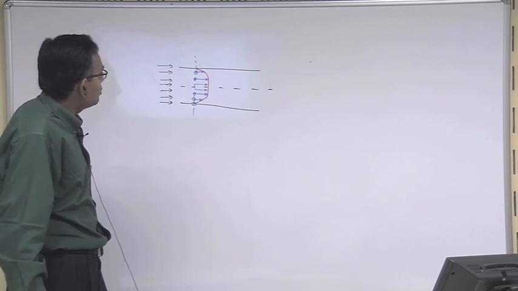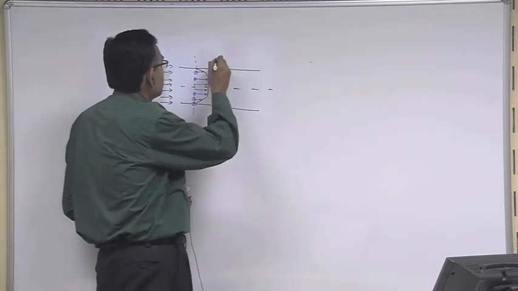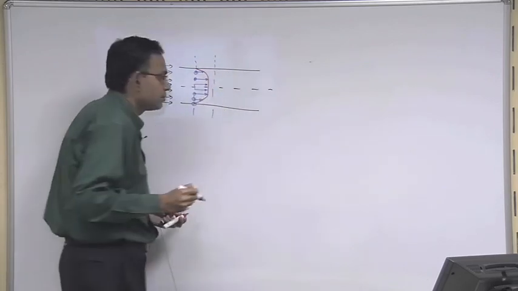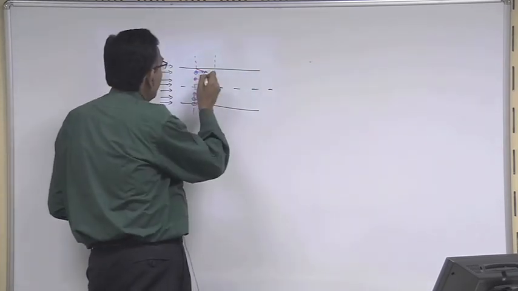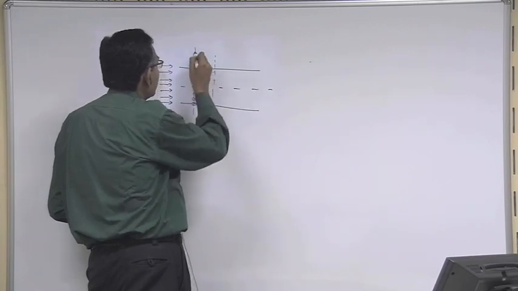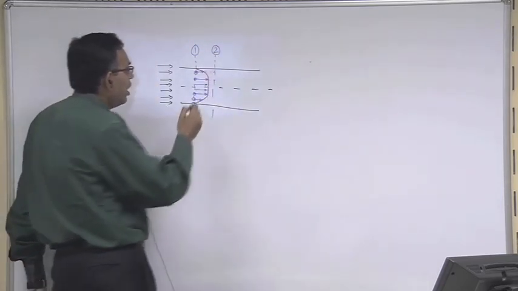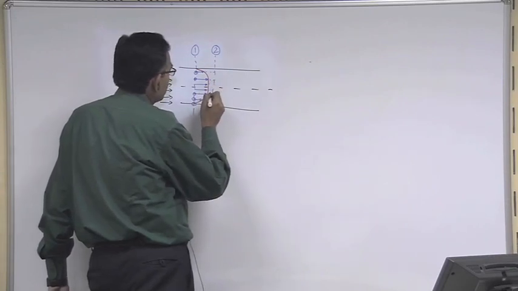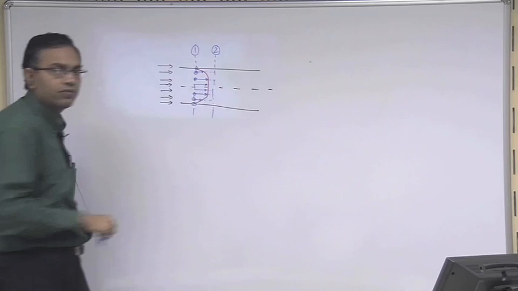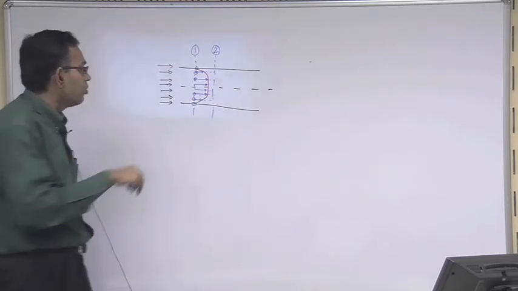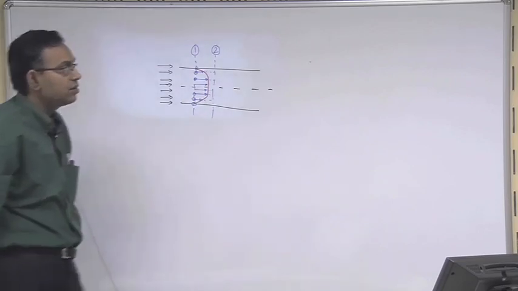Now, let us consider another section, which is located here. So, what we will do is, we will draw the velocity profiles at the corresponding locations. Let us call it section 1 and let us call it section 2. We will draw the velocity profiles at the corresponding locations at which we have drawn the velocity profile for section 1. What is the velocity profile? If you join the tips of the axial velocity vectors, this red colored line that you see, that is called the velocity profile.